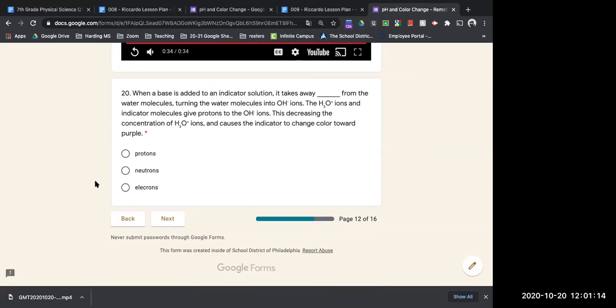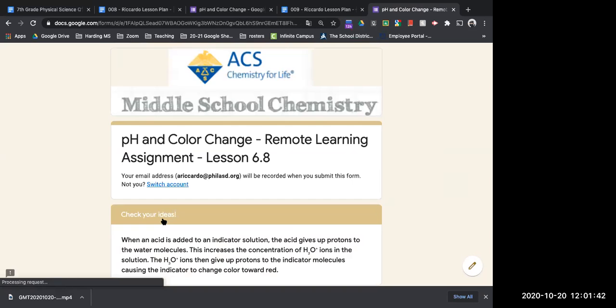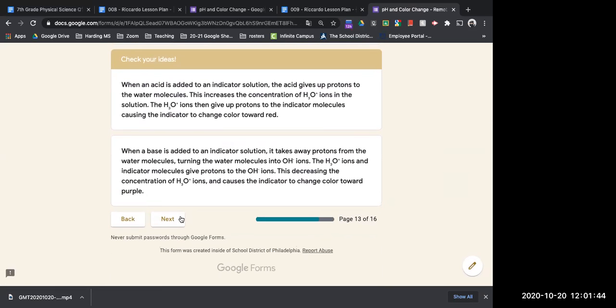So when a base is added to the indicator solution, it takes away protons from the water molecules, turning the water molecules into OH negative ions. The H3O plus ions and indicator molecules give protons to the OH negative ions, thus decreasing the concentration of H3O plus ions and causing the indicator solution to go towards purple. All right. There goes purple and red.